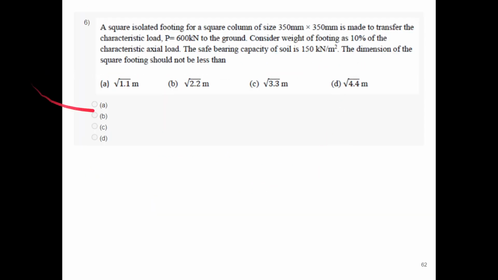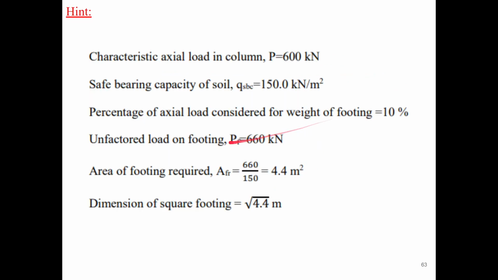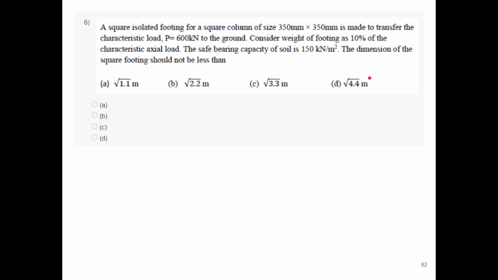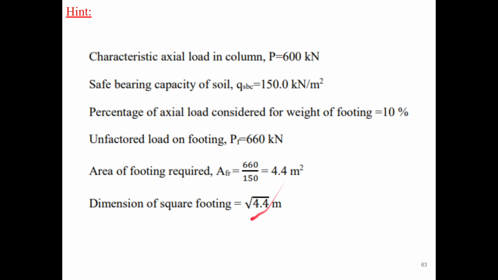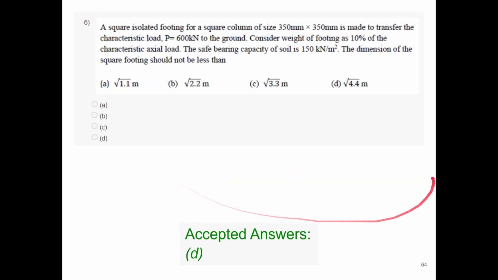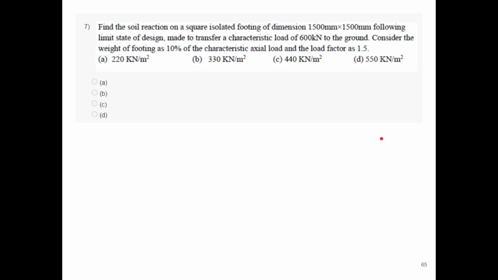But there is no square root of 6.6 option. So we have to design for the unfactored load only in this case. Therefore the dimension of the square footing is square root of 4.4 meter. So D is the correct option, D square root of 4.4 meter.